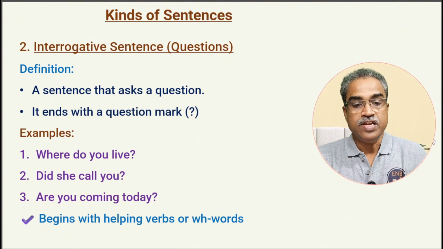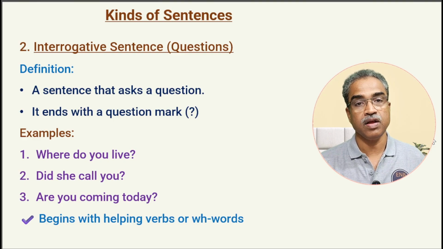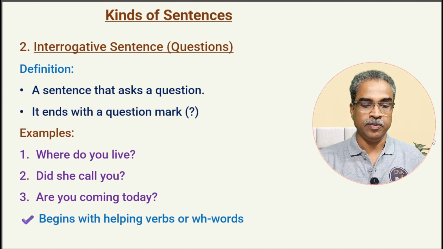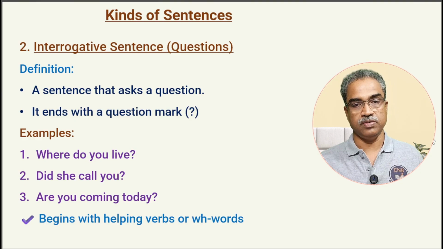Next is interrogative sentence. Next type, second type. First we learned statement. Second, interrogative sentence. To interrogate means to question. So interrogative sentences are, what are they? Simply questions. Any question that you ask is an interrogative sentence. That's why when we learn tenses, I taught you statements, both affirmative and negative, and then questions. All right. So what is the definition? A sentence that asks a question.